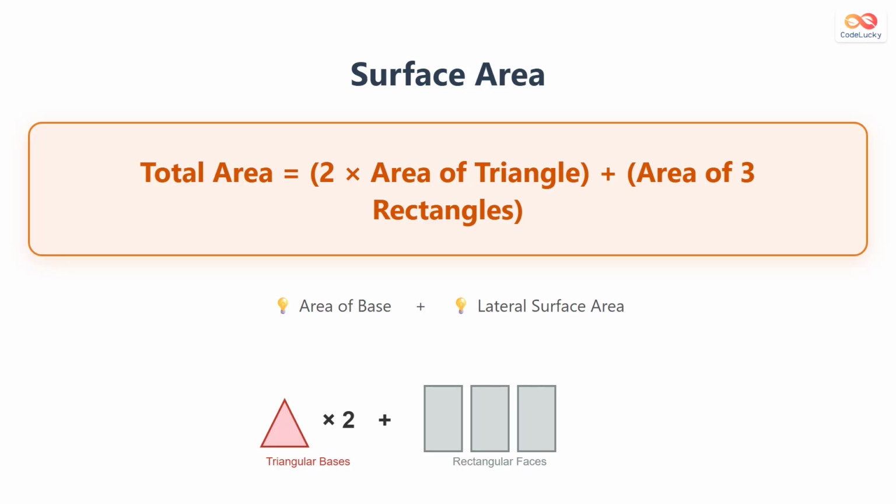To find the total surface area, we just add up the areas of all the faces. You calculate 2 times the area of the triangular base plus the area of the 3 rectangular sides. This gives you the total area of the outside of the shape.